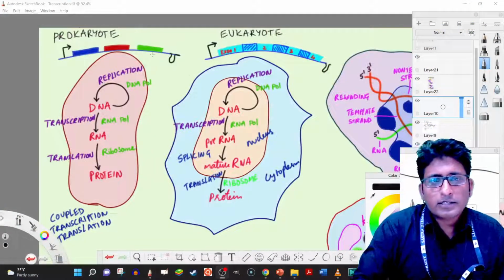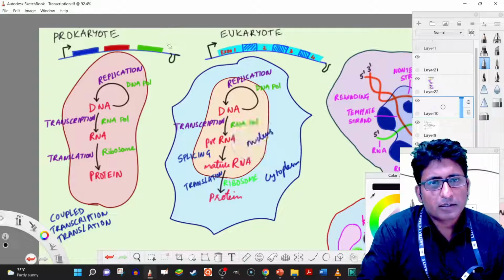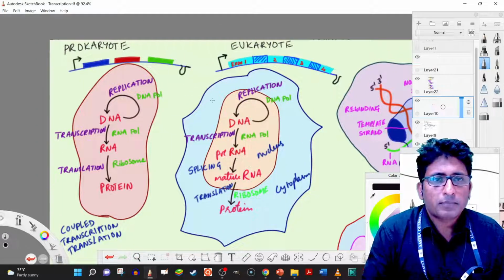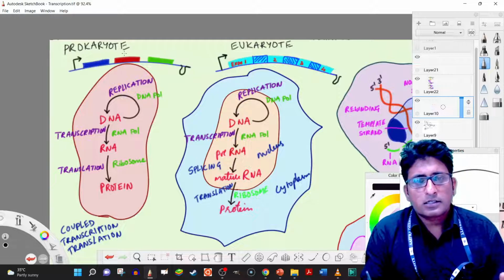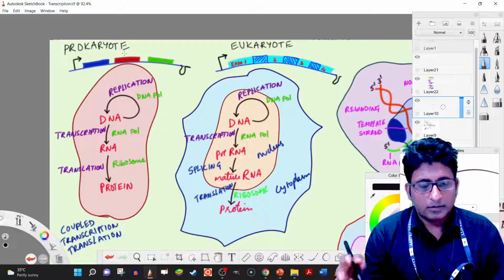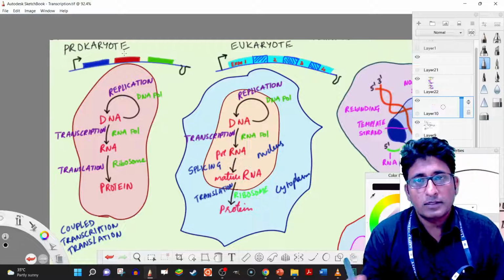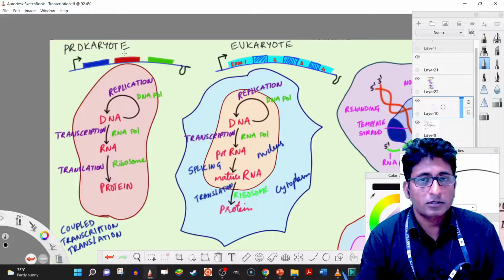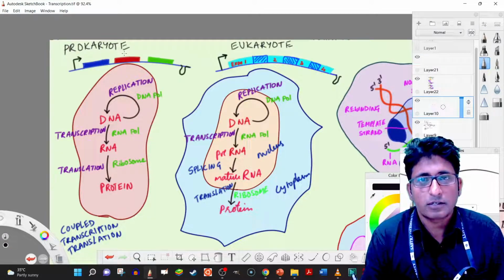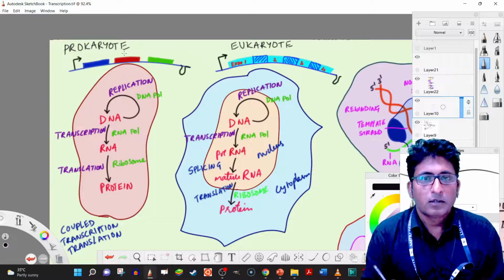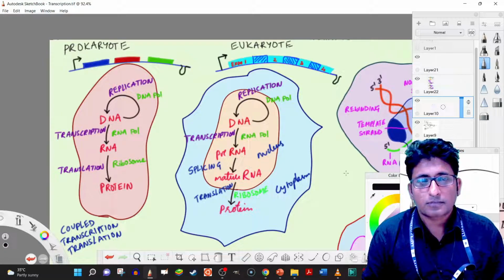The genetic organization itself is a little bit different in prokaryotes and eukaryotes. For example, the genes are tightly packed in prokaryotes, whereas there is a lot of space between the genes in eukaryotes. Not only between the genes, which is the intergenic region, but also within the genes, which are called introns.